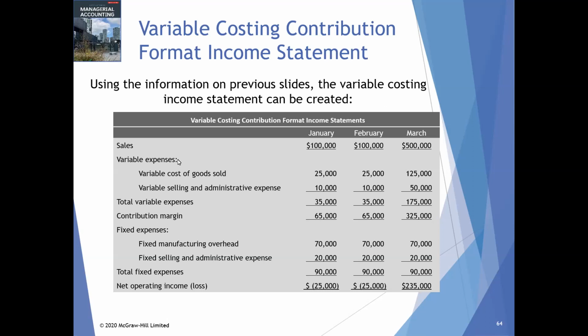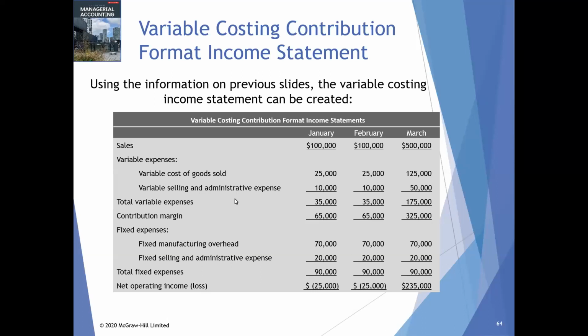So the variable expenses, what are the variable expenses? These are the variable expenses: 25,000, 25,000, 125,000, 10,000, 10,000, and 50,000, and 35,000, 35,000, and the total of all these we can find respectively. So all these are the contribution margin we have calculated, right? It means sales minus all variable expenses. Here we are also subtracting the selling and administration expenses as well.